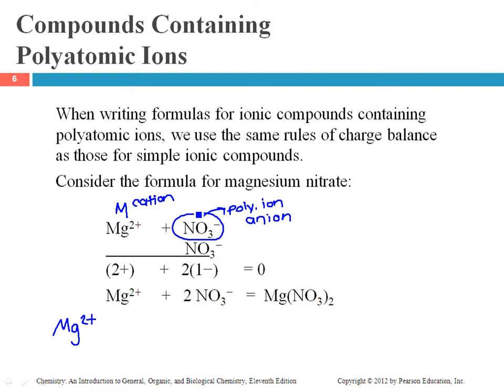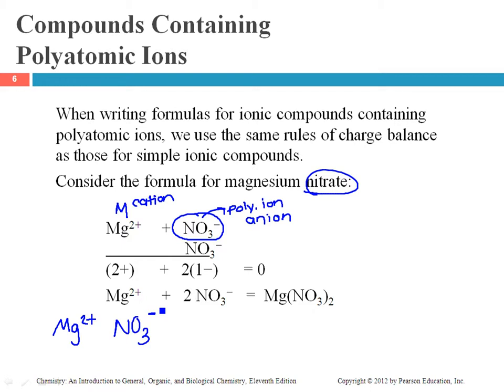Well, now we have a group of atoms. You want to recognize this, and when you look at your chart, which you'll be given, you see that this ion is nitrate. So we look for nitrate, and it looks like so. The same thing holds true here: we have to have a charge balance of 0.